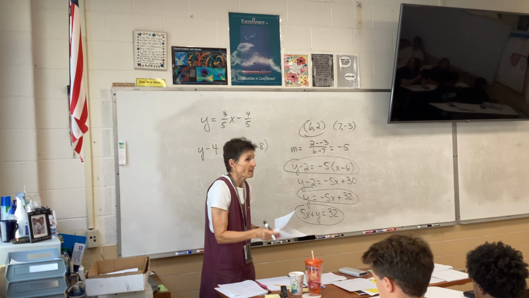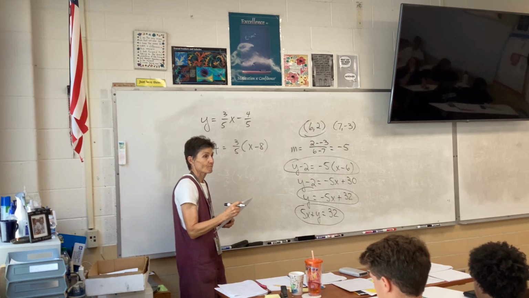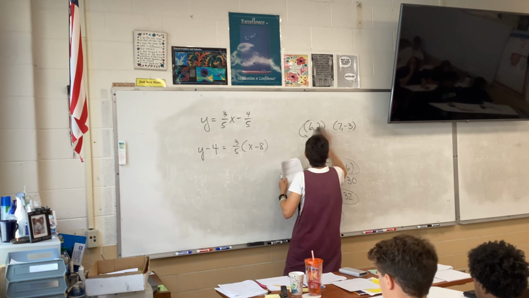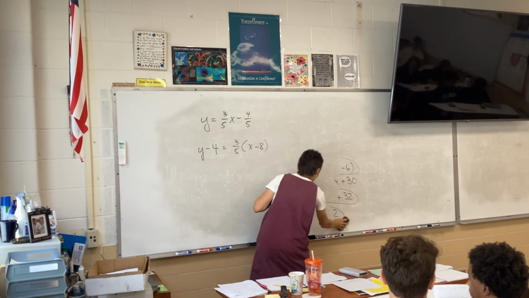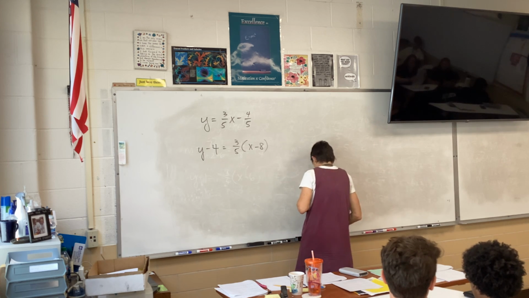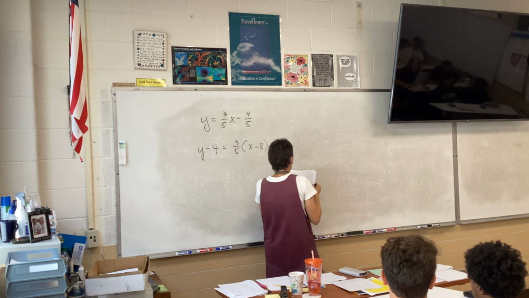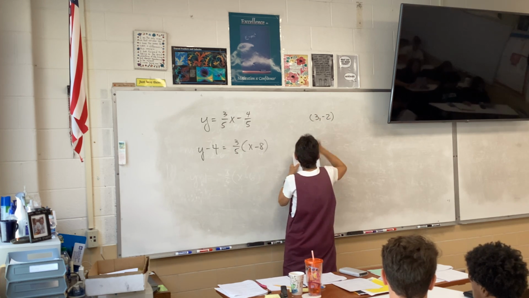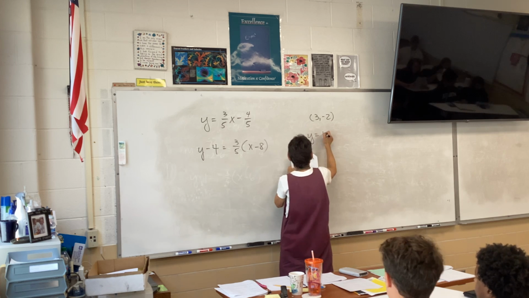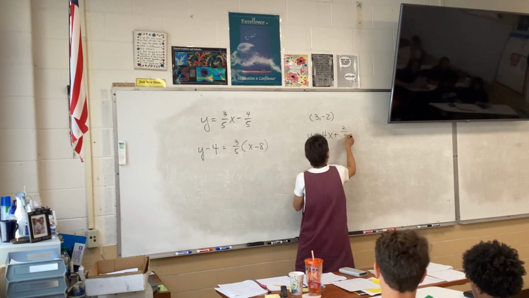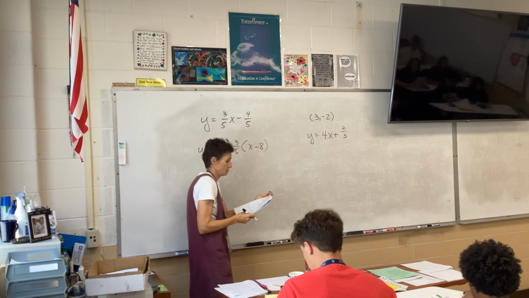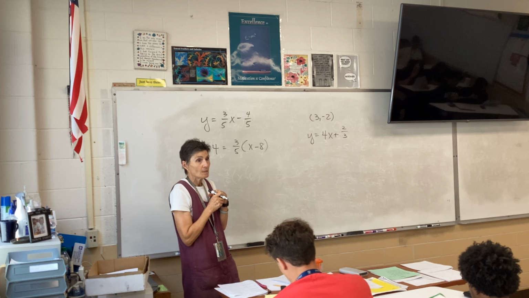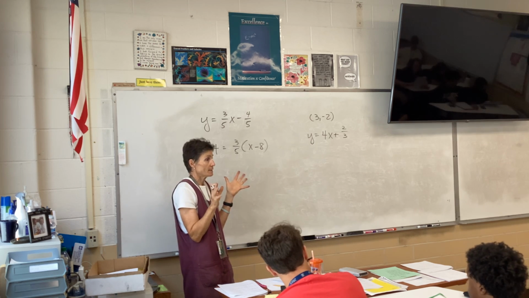Anybody else have a question about that one? Okay. Now, let's write an equation for the line containing 3, -2 and parallel to this one. It doesn't tell me how to express my answer, so you can express it however you want.